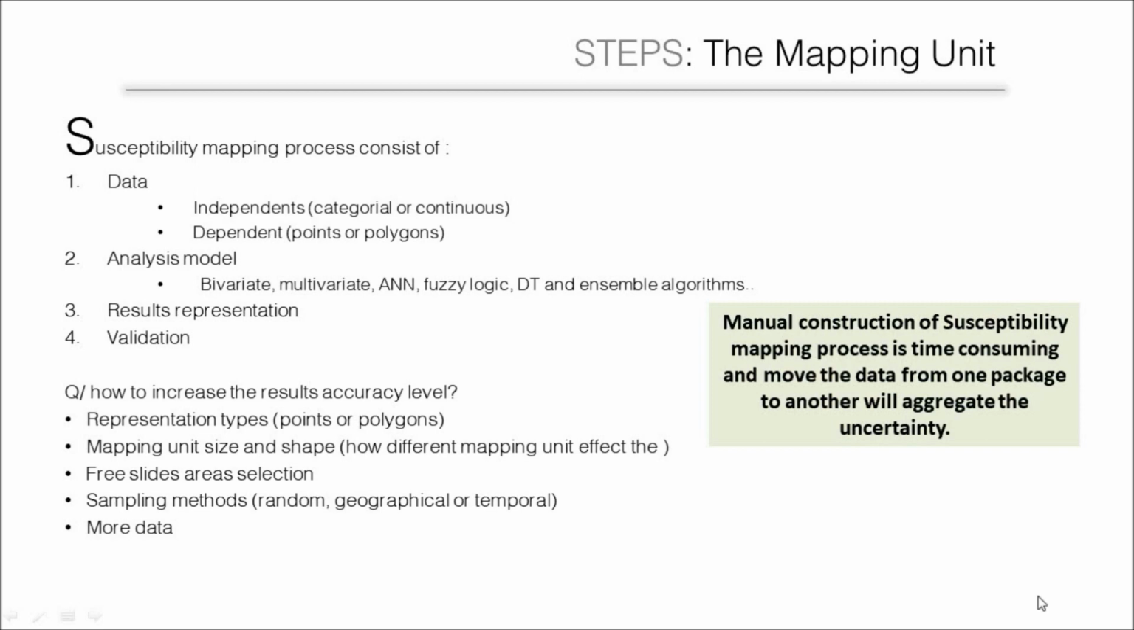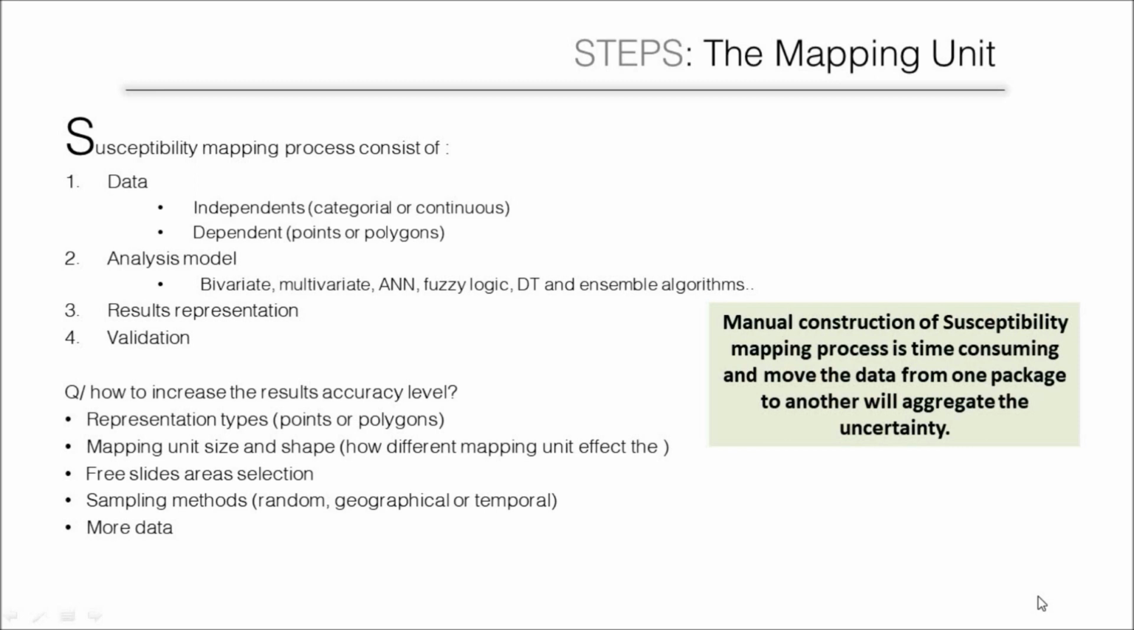And then you have the analysis model, which can be any sort of statistical mathematical models: bivariate, multivariate, using artificial intelligence, fuzzy logic, decision tree, and ensemble algorithms, and so on. After that, you will have to represent the results using cartographic skills, and then do the validation, for which there are a lot of methods also. Check the model itself, the analysis itself, using the statistical tests that are already equipped with the methods, or using the ROC, and so on.